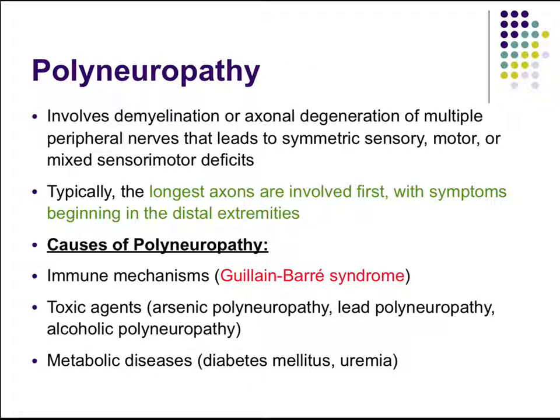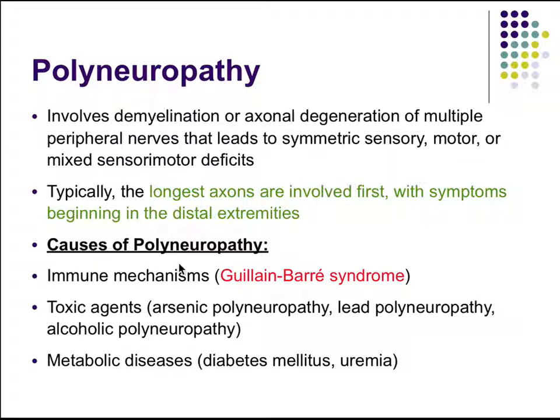Polyneuropathies involve demyelination or axonal degeneration of many nerves. So many nerves are involved. So it can lead to sensory, motor, or a mix of those two deficits. And typically, unlike myasthenia gravis, where the weakness happened from proximal to distal, polyneuropathies tend to happen in the longest axons first. So the symptoms begin distal and then go proximal.